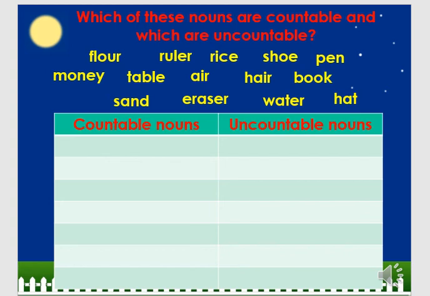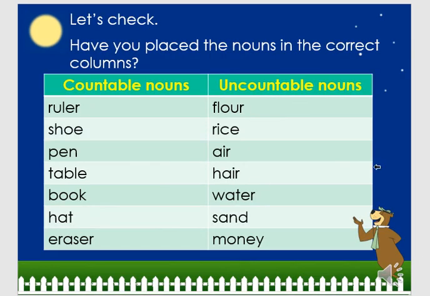Again, you may pause the video to write down the answers on your piece of blank paper or whiteboard. Divide it into 2 columns, left and right, by drawing a center line, and write down all these nouns into the correct columns. Pause the video and do it now. Once you're done, let's check. Have you placed the nouns in the correct columns?